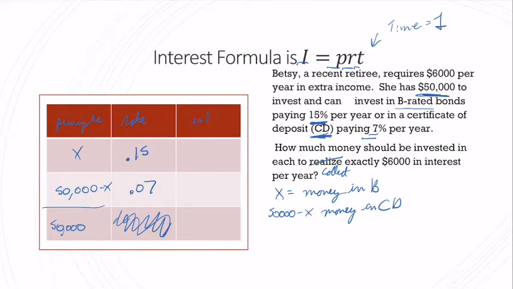And the total amount of interest has to add up to $6,000. So I have 0.15x and 0.07 times 50,000 minus x. So the sum of these two has to equal this. So let's go ahead and solve that problem. I have 0.15x plus 0.07 times 50,000 minus x equals 6,000. And we're going to go ahead and solve for x. So 0.15x plus 3,500 minus 0.07x equals 6,000.